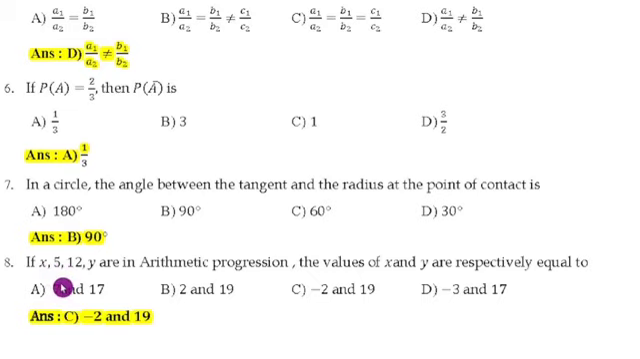Eighth question, if x comma 5 comma 12 comma y are in arithmetic progression, the values of x and y respectively are 7 and 17, 2 and 19, minus 2 and 19, and minus 3 and 17. It is easy to calculate. 12 minus 5, how much, children? You are going to get 7. So the common difference d should be 7. So here this will become minus 2, and the next term will be 19. So option C, minus 2 and 19, is the answer.